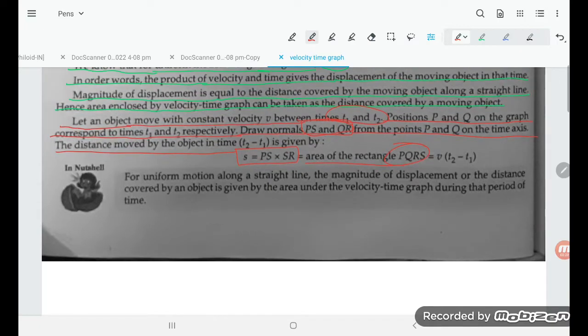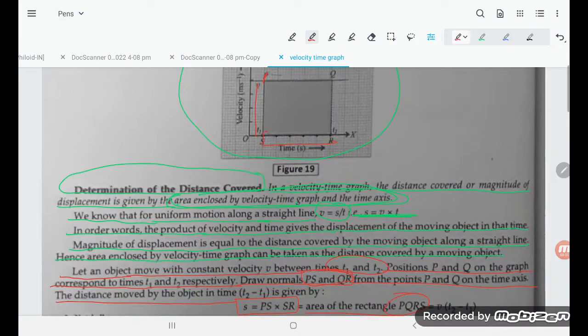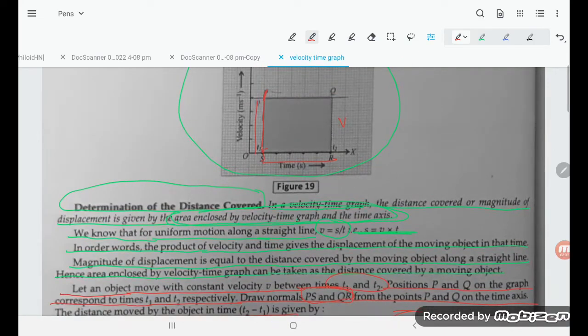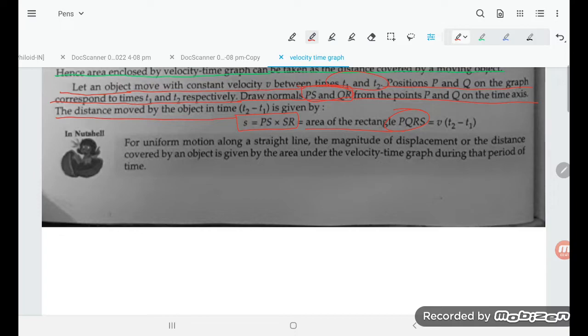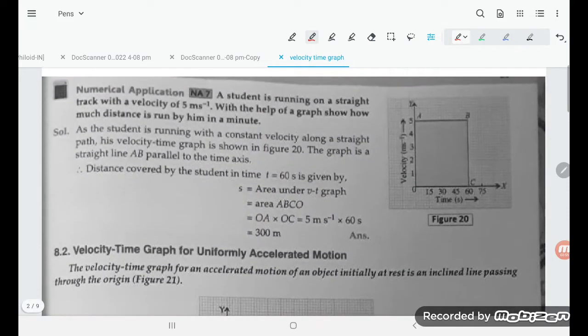Now see, PS is how much, students? PS is the velocity v, and SR is t2 minus t1. For uniform motion along a straight line, the magnitude of displacement or the distance covered by the object is given by the area under the velocity time graph during that period of time. Now let's try to understand one problem.